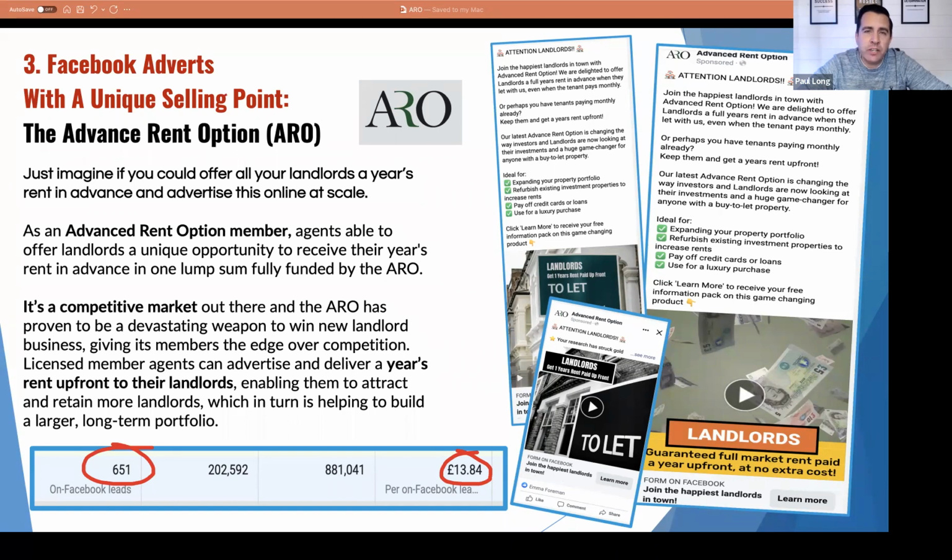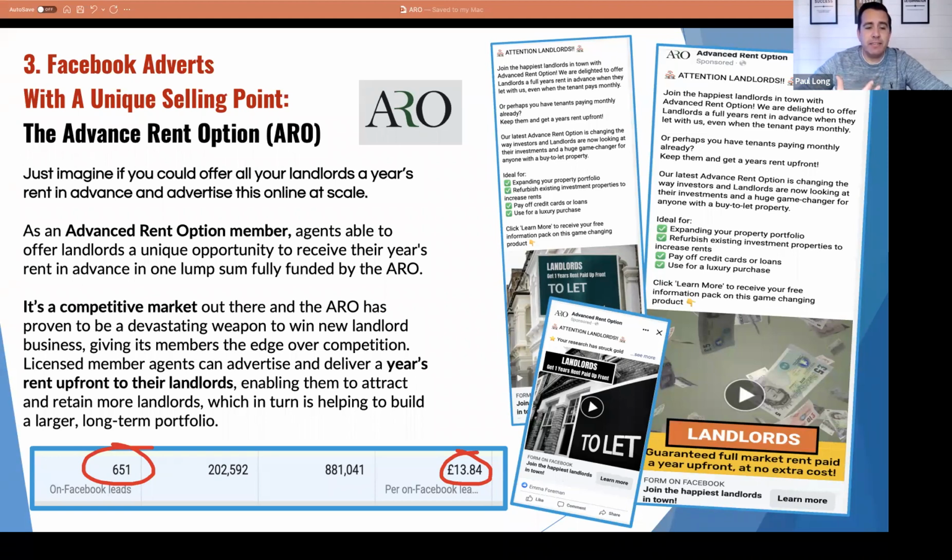And one that we've had really good results with recently is the Advanced Rent Option, ARO, adverts promoting the Advanced Rent Option. Just imagine if you could offer all your landlords a year's rent in advance. And this is exactly what the ARO does provide. As an Advanced Rent Option member, agents are able to offer landlords a unique opportunity to receive their year's rent in advance in one lump sum, fully funded by the ARO. And we're being able to advertise this at scale to landlords and get landlords pretty much to hold their hands up who are interested in using a service where they can get their rent paid up front.